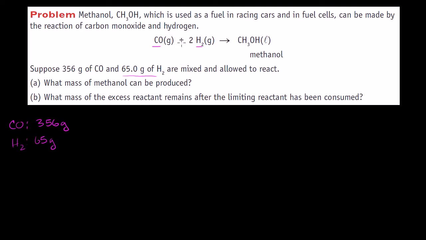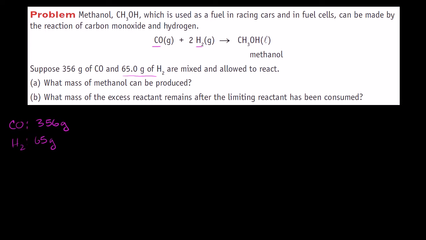They're mixed and allowed to react. And they say what mass of methanol can be produced. And then they say what mass of the excess reactant remains after the limiting reactant has been consumed. So that tells you this is a limiting reactant problem, that we have too much or too little of one of these two reactants. The one that we have less of is the limiting reactant. That'll dictate how much of the product we can produce. And the one that we have more of is the excess reactant.